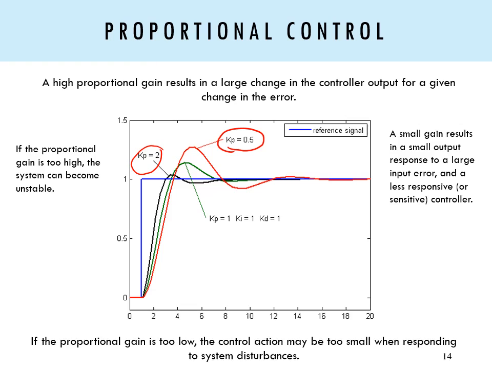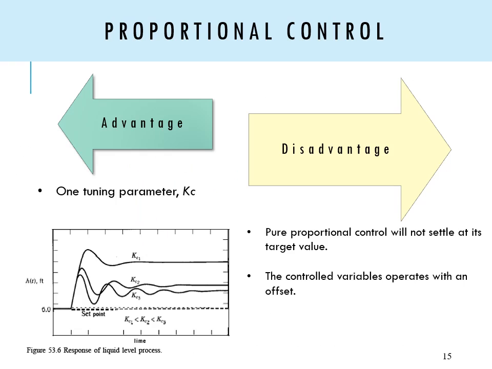Whereas if the controller gain value is too low, the controller action may be too small, hence it is less responsive and less sensitive. This is because a small gain results in a small output response to a large input error. The advantage of the proportional control is that it only has one tuning parameter, which is the controller gain Kc.